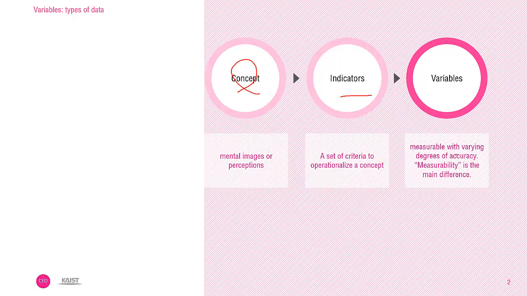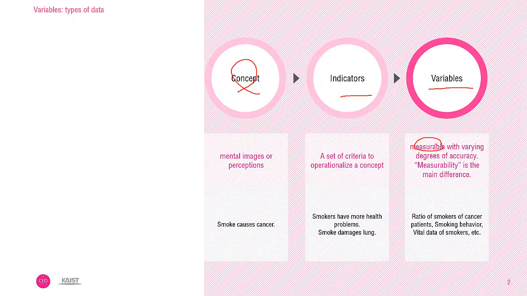Designing a question is to find a variable. Variables should be something measurable. Let me take an example. You have an idea that smoking might cause cancer. You can find several indicators related to this idea. For example, smokers have more health problems.